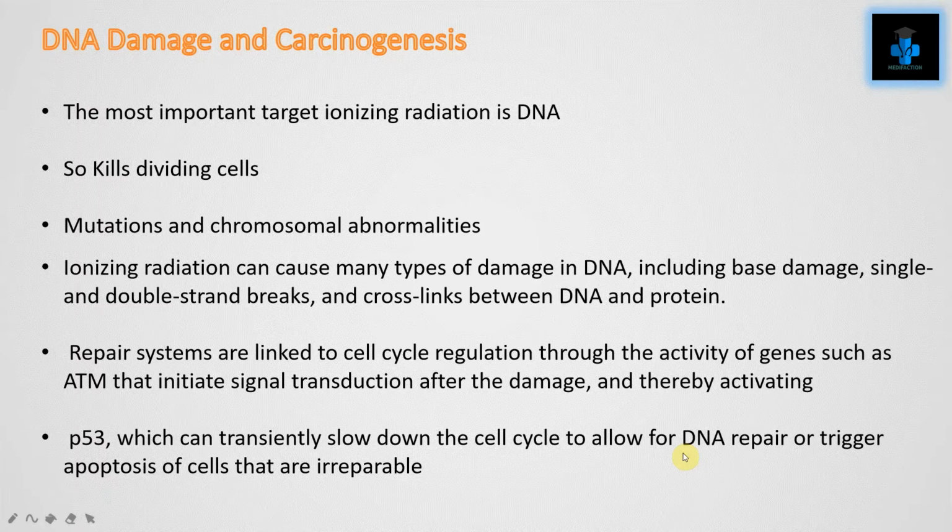Repair systems are linked to cell cycle regulation through the activity of genes such as ATM gene that initiate signal transduction after the damage and thereby activating P53, which is also known as the guardian of the gene, which can transiently slow down the cell cycle to allow for DNA repair or trigger apoptosis of cells that are irreparable.